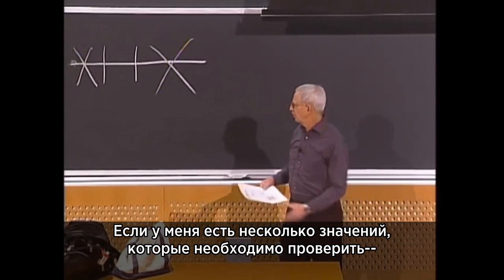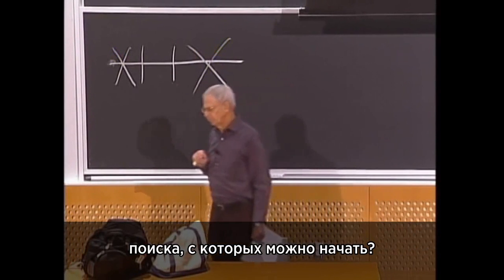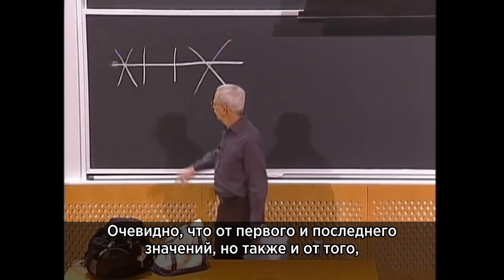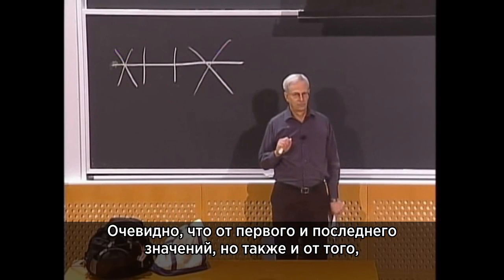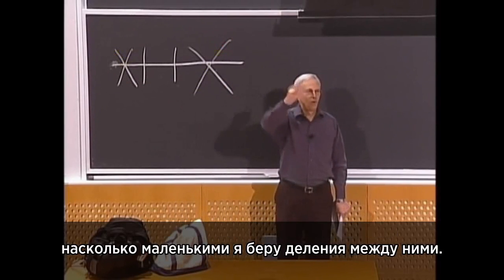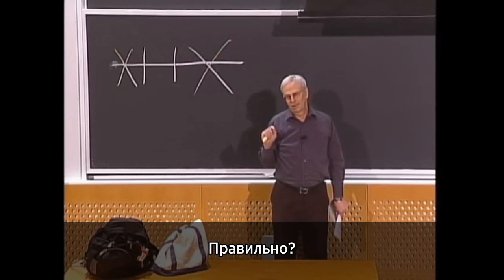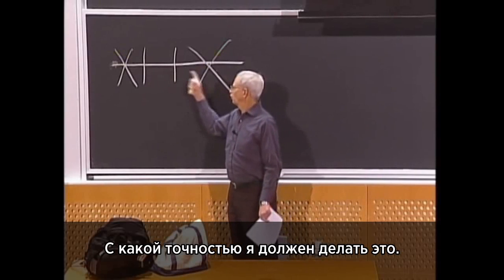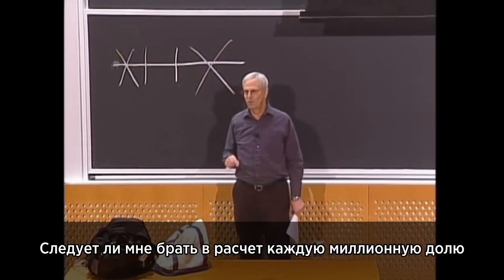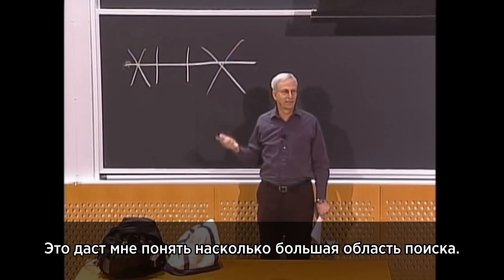If I have some number of values to look at, and by the way, how many values do I have in my search space to start with? What determines it? Clearly, the first value and the last value, but also how small I'm dividing it up. Right? So I have to think about that too. What is the precision with which I do this? Am I looking at every 1/1,000,000th of a number or every 0.01? That will tell me how big it is.